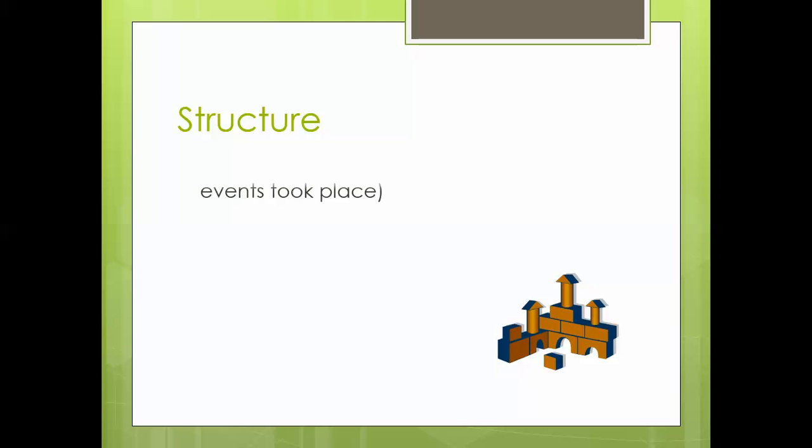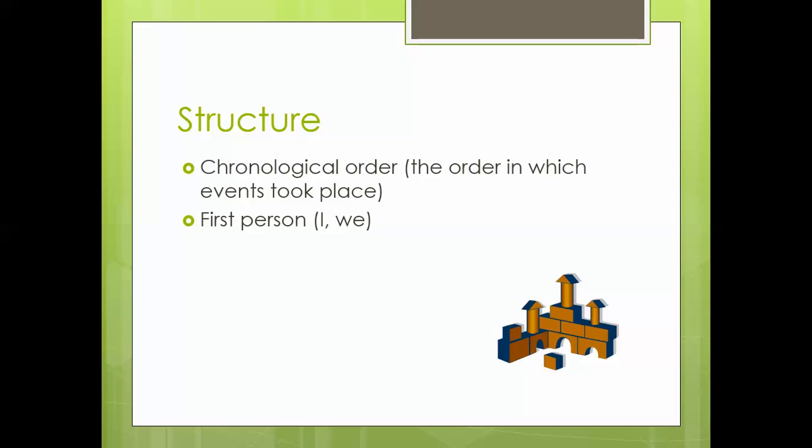A narrative structure has chronological order, the order in which the events took place. It uses the first person, I or we. Sometimes it uses the third person, he, she, they, etc.